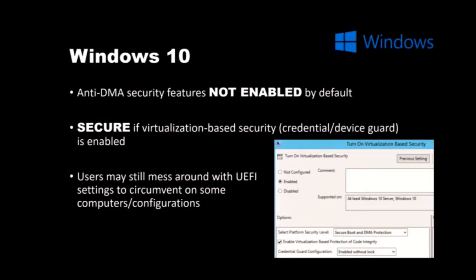Actually, Windows 10 does have some very nice anti-DMA features built into the enterprise version, but they are not enabled by default. Windows 10 can be made rather secure against DMA attacks if the virtualization-based security features are enabled, like Credential Guard and Device Guard. But it's often quite easy for users to mess around with settings in the UEFI, for example, disable VT-d or disable Secure Boot and things like that.